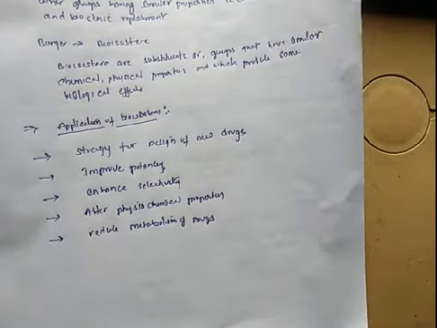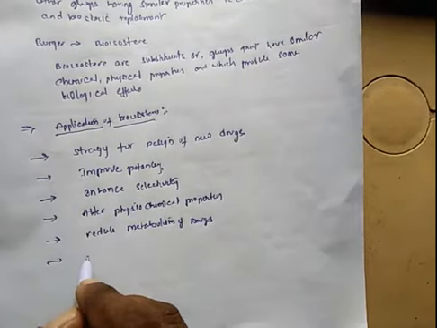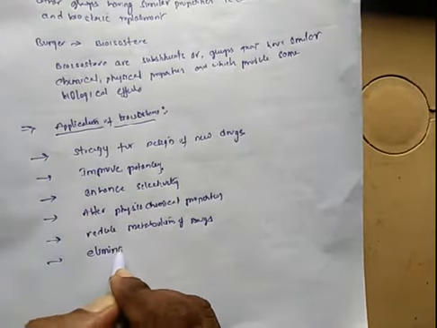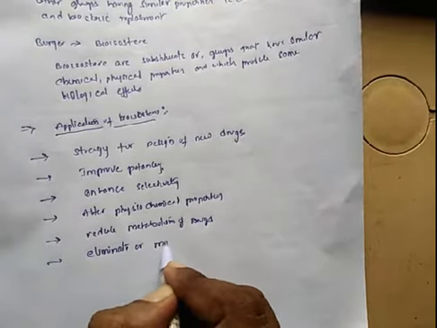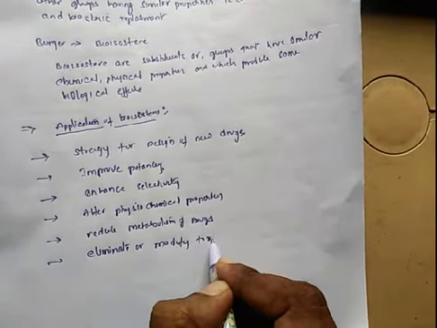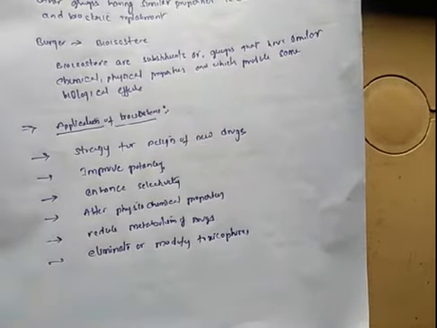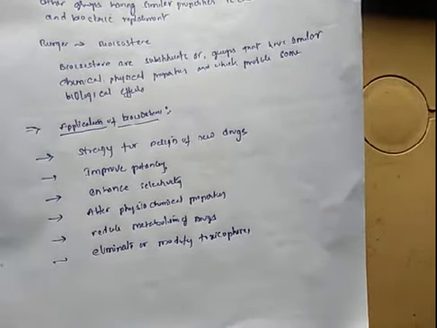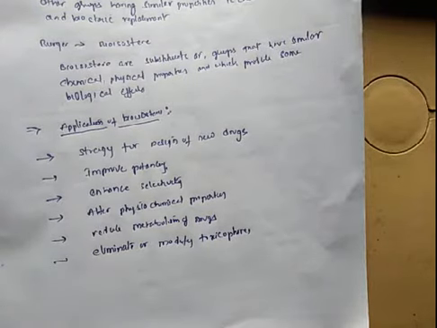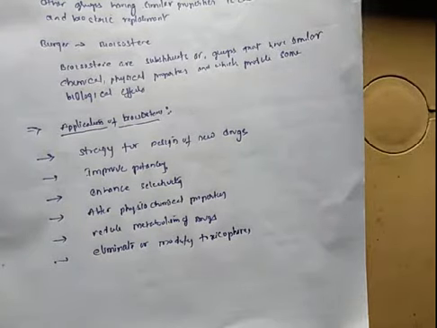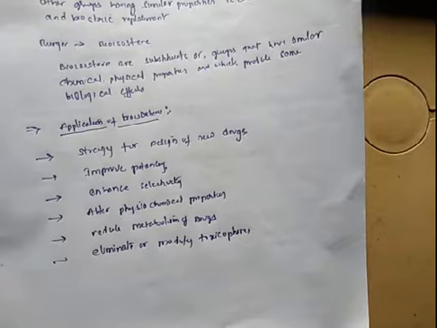We can eliminate or modify toxicophores in the drug molecule. Toxicophores are nothing but parts of drug molecules, some of which will cause toxicity. So in order to remove that toxicity-causing moiety, we can use this bioisosterism concept. To eliminate or modify toxicophores, we will use this bioisosteres concept. This is about the application of bioisosteres.